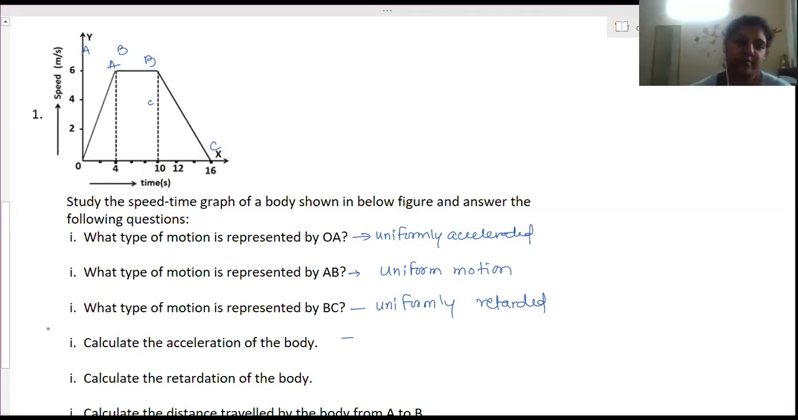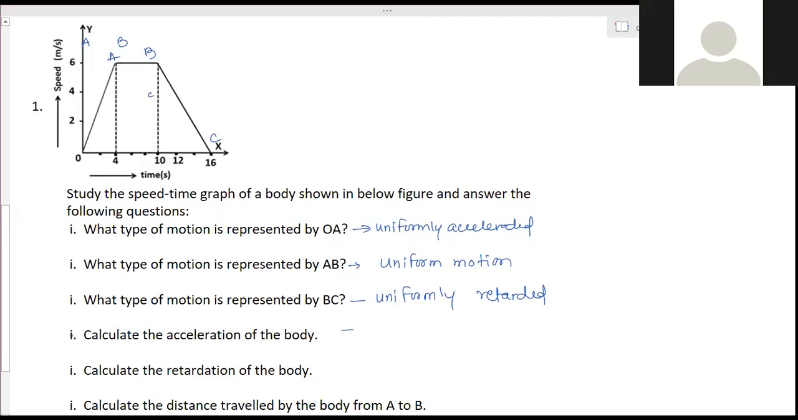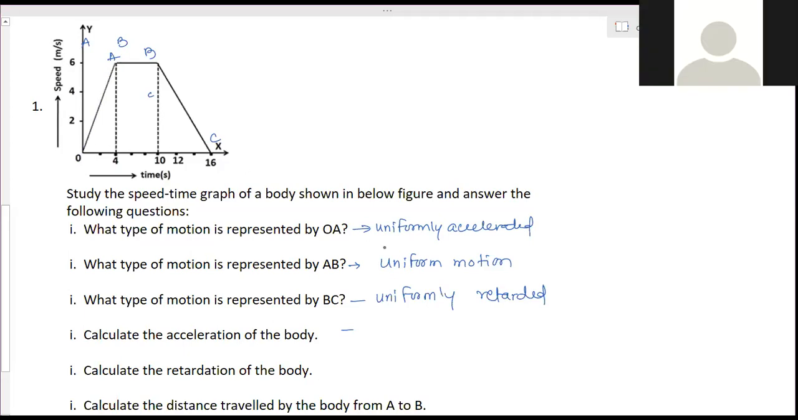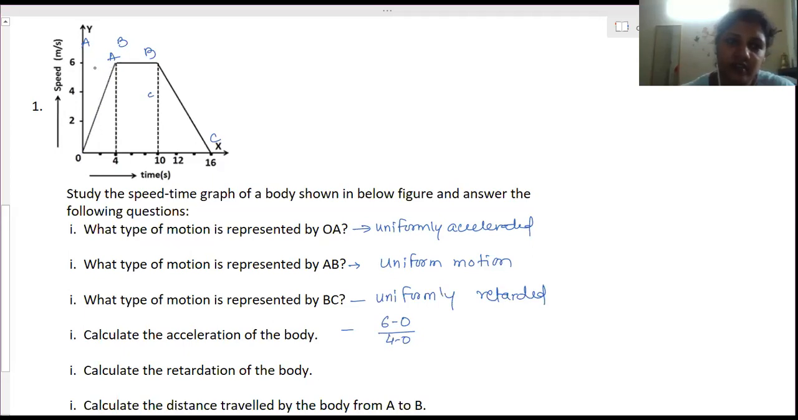Calculate the acceleration of the body. Ma'am, O to A is the accelerated motion, so only this part we have to find. 6 is the final velocity, 0 is the initial velocity. The time duration is from 0 to 4, so the difference is 4 minus 0. So that is 6 by 4, 1.5 meter per second square.